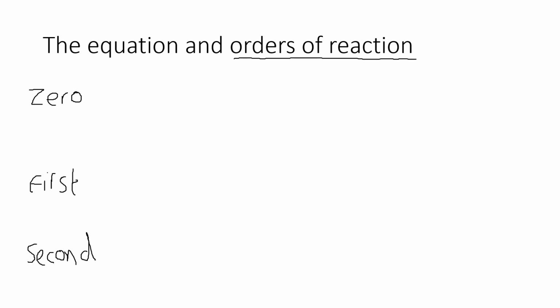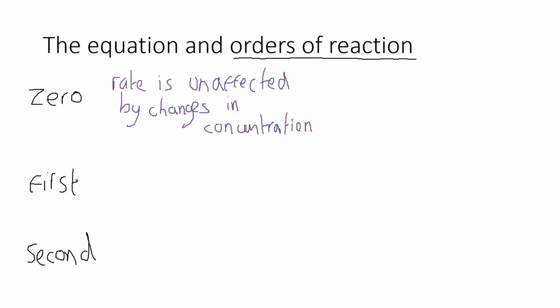0 order is when there is no relationship between rate and concentration. So rate is unaffected by concentration. So when we have 0 order, the rate is unaffected by changes in concentration. So doubling the concentration would have absolutely no effect on rate.